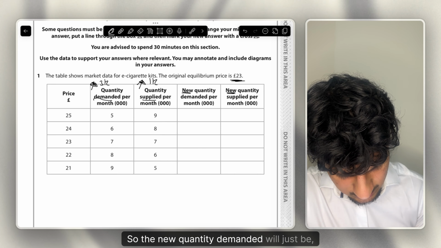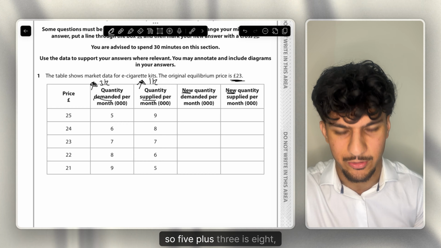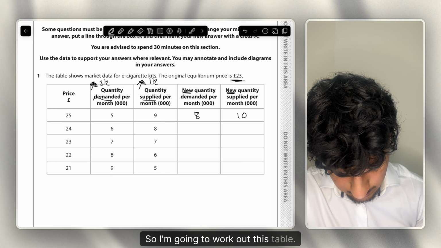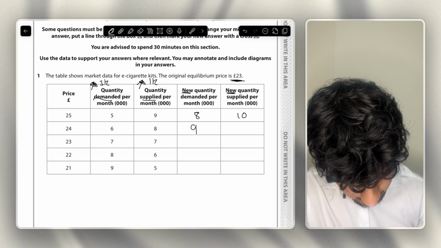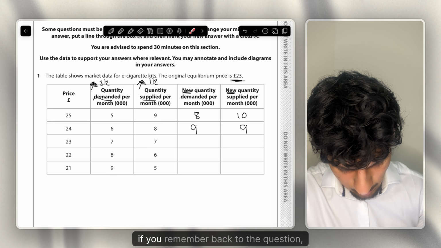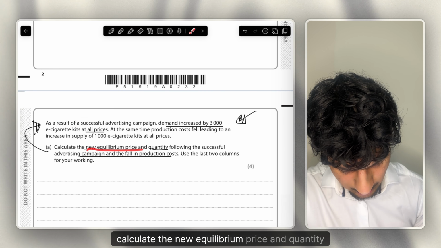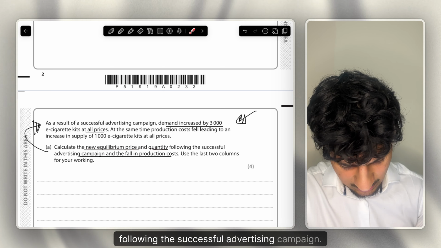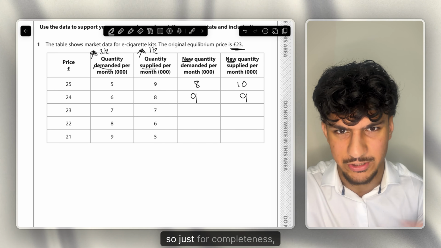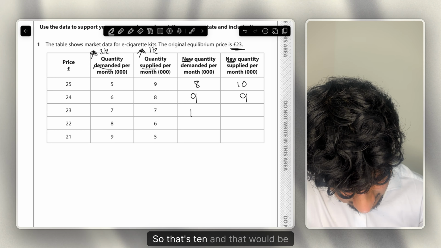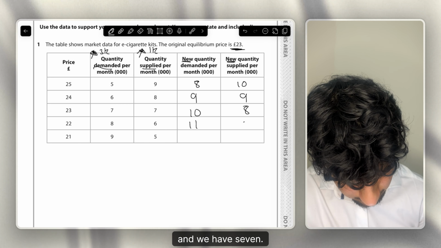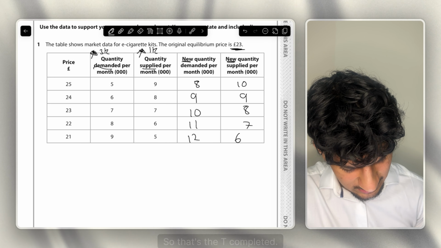So the new quantity demanded will just be, so 5 plus 3 is 8, and then the new quantity supplied is going to be 10. So I'm just going to work down this table, so this should be quite simple now. 9 and 9. Okay, that looks like it actually is the answer, because it's asking us to work out, if you remember back to the question, calculate the new equilibrium price and quantity following the successful advertising campaign. So it looks like we have actually got that, but let's just fill in the rest of the table for completeness. To 7, so that's 10, and that would be 8, and then we have 11, and we have 7, and then we have 12, and we have 6. So that is the table completed.